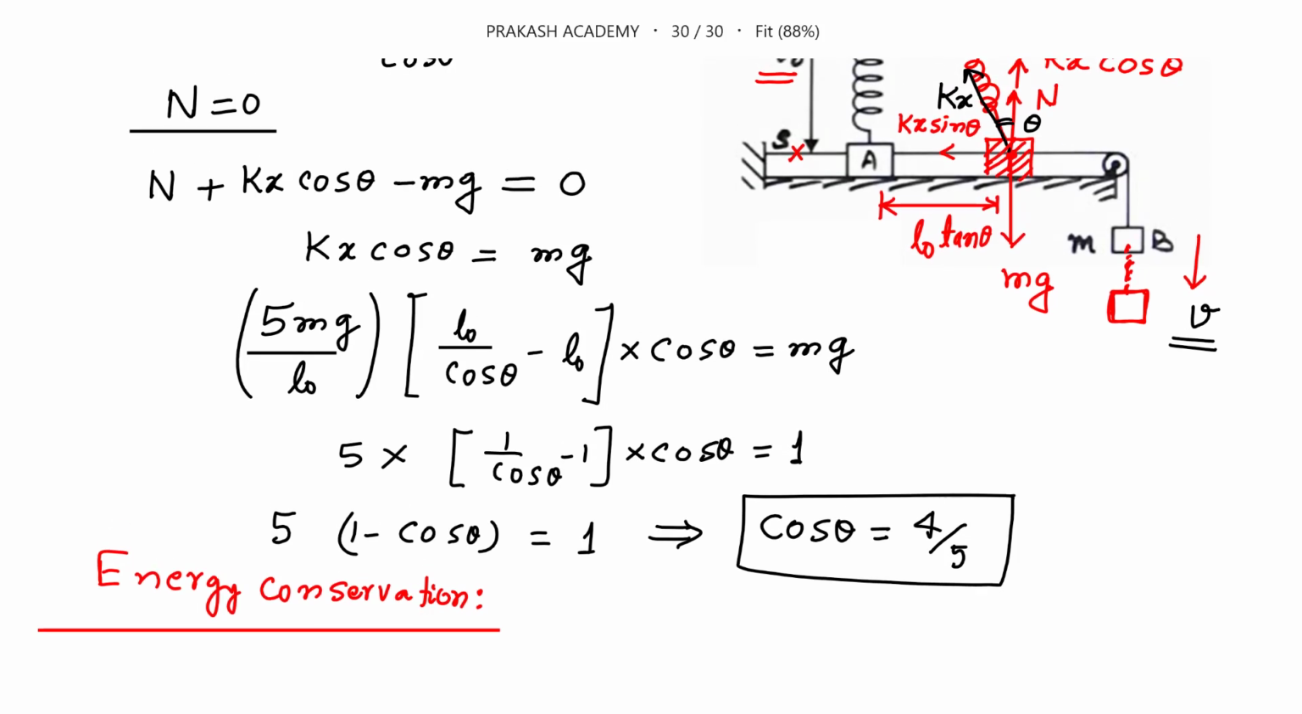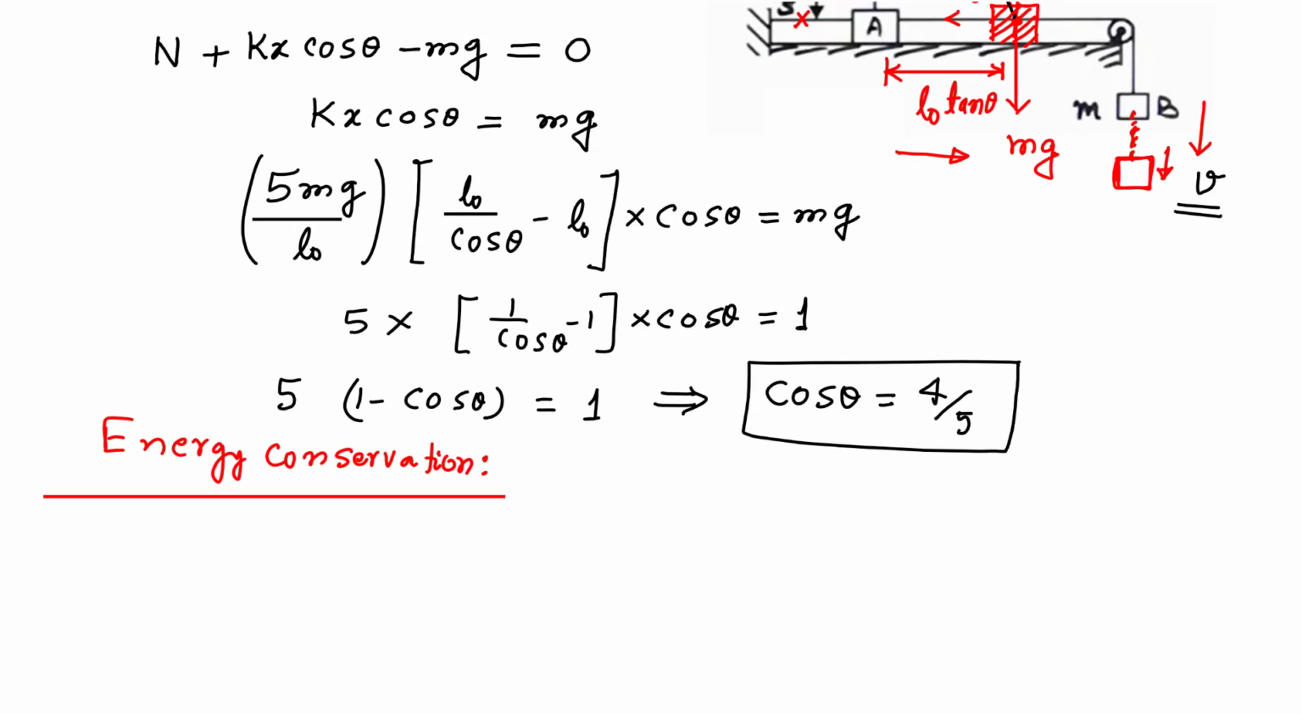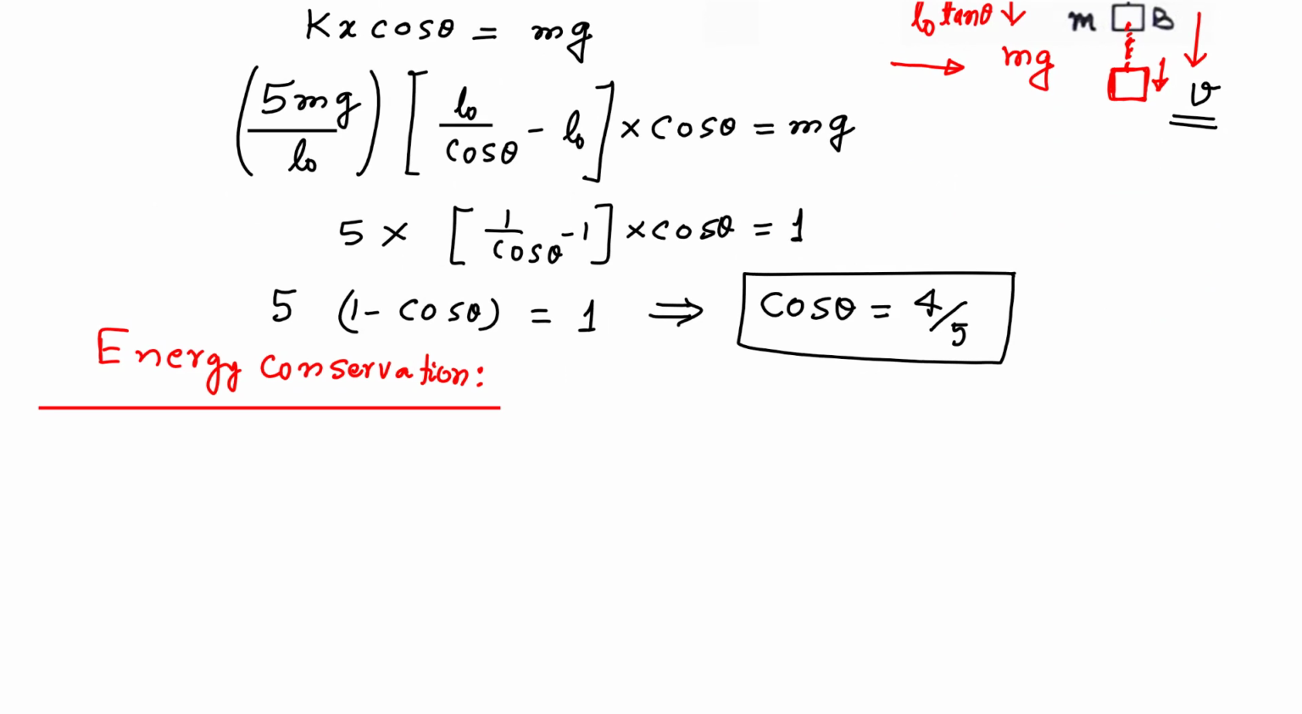And how much is this distance? This has moved by a distance of L naught tan theta. So there is a loss in potential energy, which is equal to mg L naught tan theta. And this loss in potential energy has gone into the change in kinetic energy, and some part has gone into the potential energy of the spring.